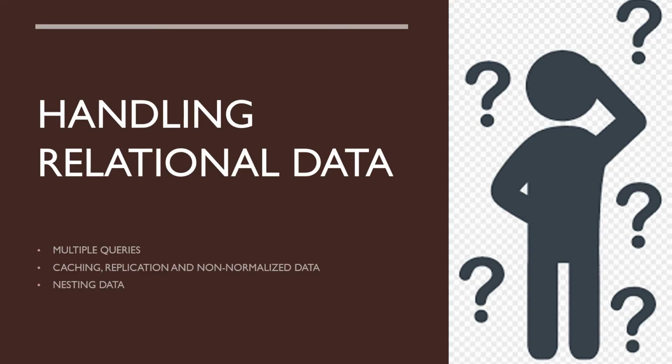Here comes the question: how can we handle relational data? Since most NoSQL databases lack the ability for joins and queries, the database schemas generally need to be designed differently. There are three main techniques used for relational data in a NoSQL database, which are multiple queries, caching, replication and non-normalized data, and nesting data.